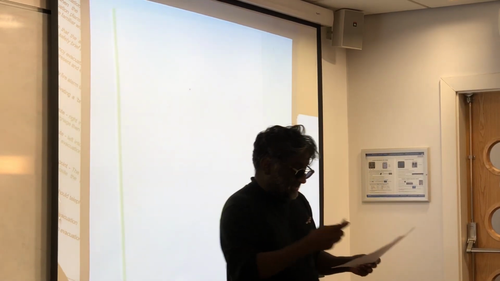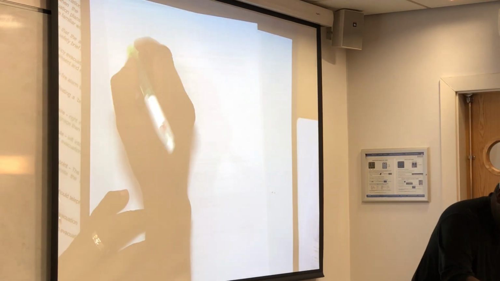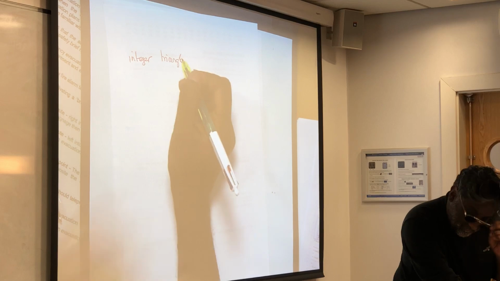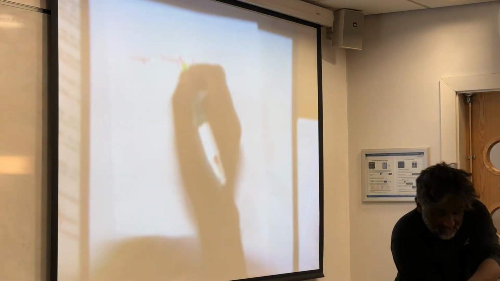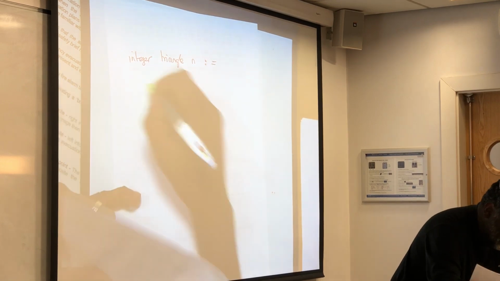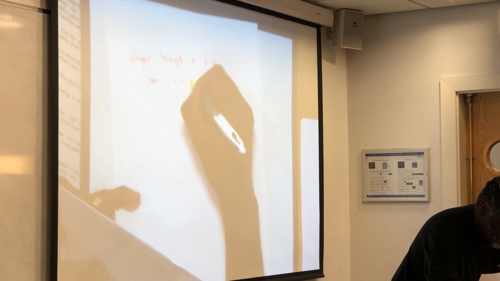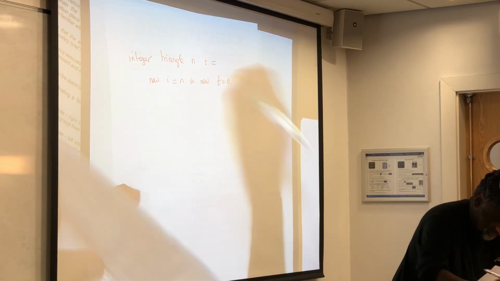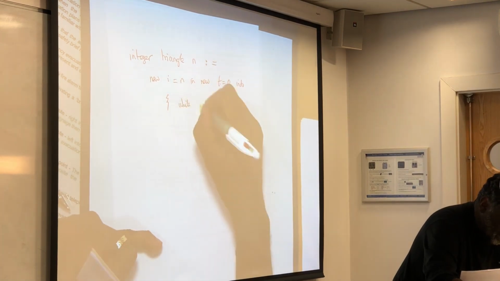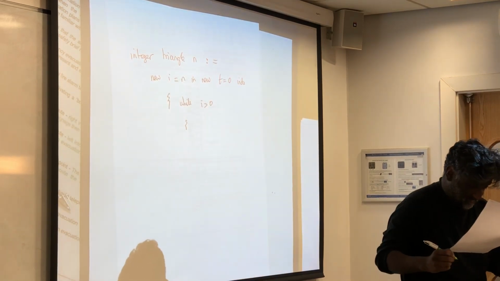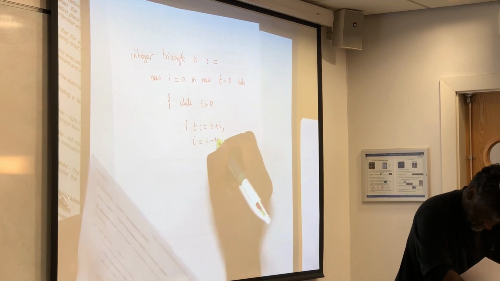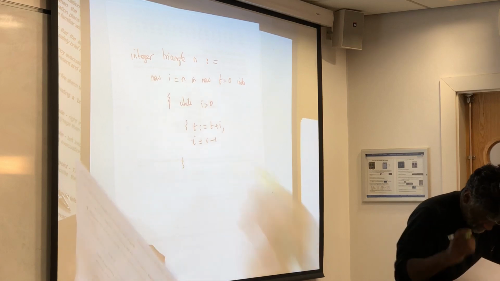So the first question was a big piece of code. It said integer triangle n := new i = n in new t = 0 in do { while i > 0 { t := t + i, i = i - 1 } } return t.